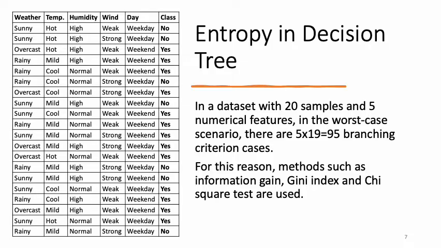This results in 5 times 19 equals 95 possible branching criteria. Even with a small dataset, the number of possible decision trees can be extraordinarily large. Therefore, each branching decision must be made methodically and carefully to ensure the decision tree's effectiveness and efficiency. To address this complexity, methods such as information gain, the Gini index, and the chi-square test are employed.